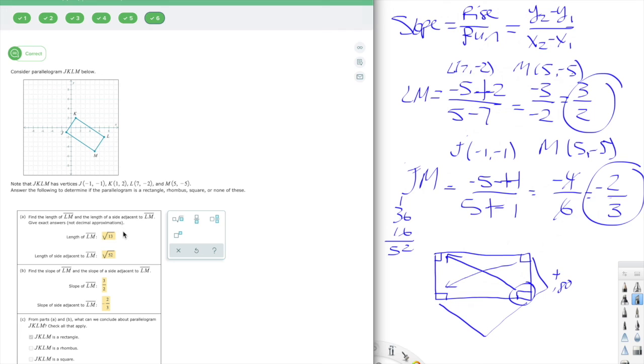But Alex wants me to make sure I did my math correctly. It wants me to type that in to show that I've proved that it's not a rhombus or a square. All right, so that was section 5. I will see you in section 6.